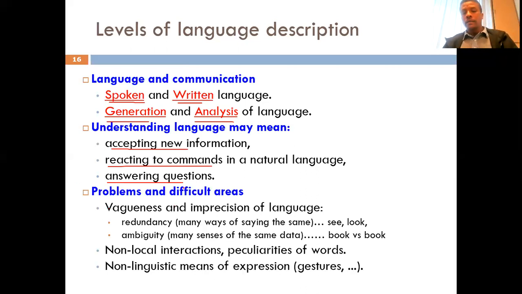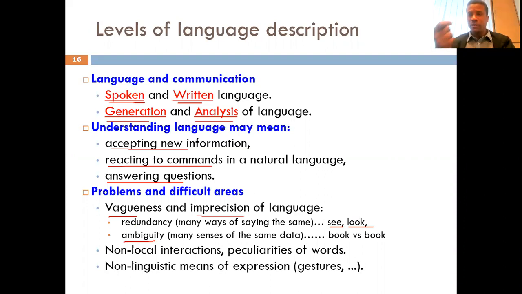The problem and the difficult areas that we have in language are vagueness and imprecision. Almost every language has some kind of vagueness for computational analysis, even for human beings, and some kind of imprecision. For example, we have redundancy, which means many ways of saying the same thing. Like the words see and look mean the same thing. So in every language, we have many ways of saying the same thing, and that will confuse a computer. The other one is ambiguity. Ambiguity means many senses of a single word. So a single word can have many different meanings.